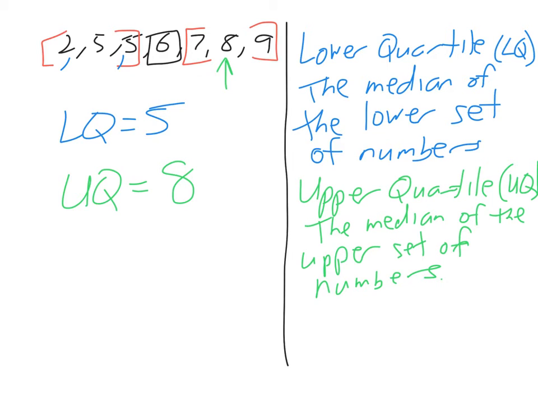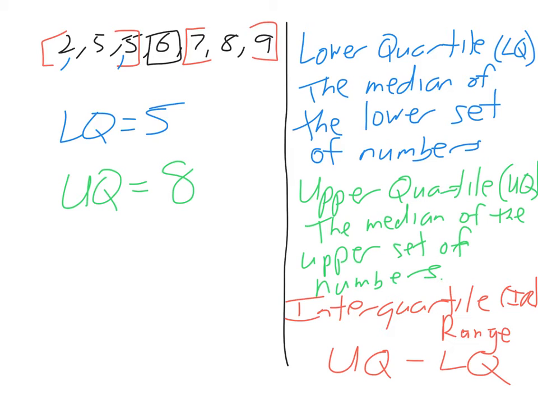Now, one of the things we look at when we're doing this is the range of the quartiles. We call that the interquartile range. The interquartile range, or the IR, is the upper quartile minus the lower quartile. That is going to be 8 minus 5, which means the IR is, drum roll please, 3. The interquartile range is 3. So that means half of the numbers fall within 3 of each other. The whole set was within 7, but half of the numbers fall within 3 of each other. And we're going to talk more about that a little later as well, how that looks.